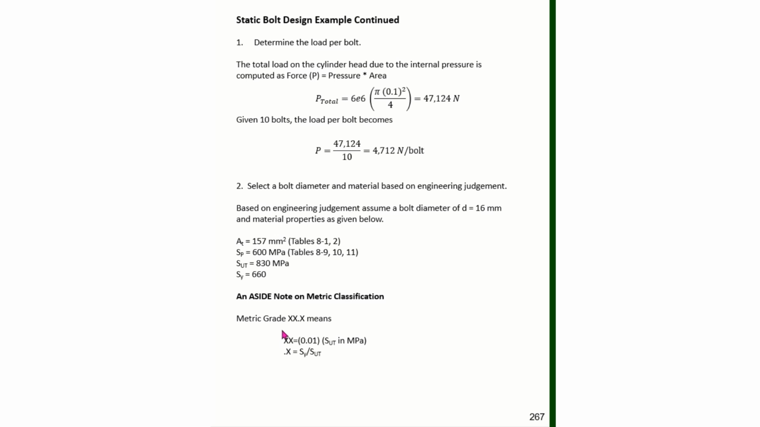Then if we have an 8.8, we would take the 0.8 and set that equal to the S_Y over the S_UT. And if our S_UT is 800 and we multiply that by 0.8, we get 640, which is very close to the 660 S_Y that we're using here. So this is a great thing to remember, that you can actually compute the ultimate strength and the yield strength directly from the grade of the bolt, where you can't do that with the English classification.